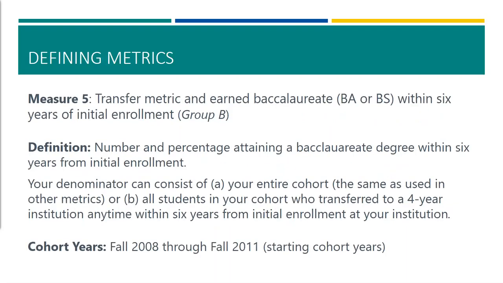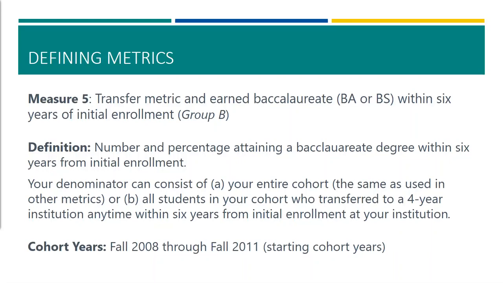And finally, the fifth measure, the other option for Group B, is transfer metric and earn baccalaureate, so earning a BA or BS within 6 years of initial enrollment. The calculation itself is similar to measure 4, except it's looking at baccalaureates and 6 years. The only note of caution I have is that for your denominator, you're given a choice. There are two schools of thought, different accrediting bodies, different metrics dictate what it really means for this metric. So we're giving you an option.